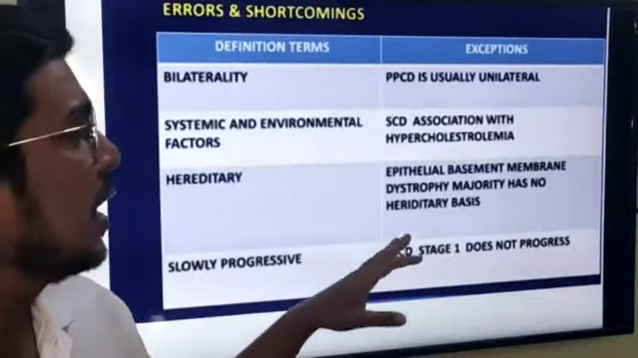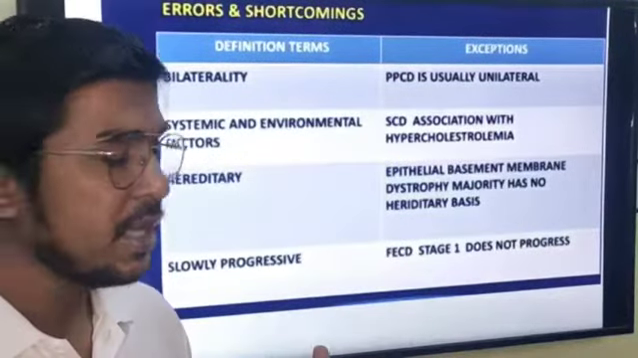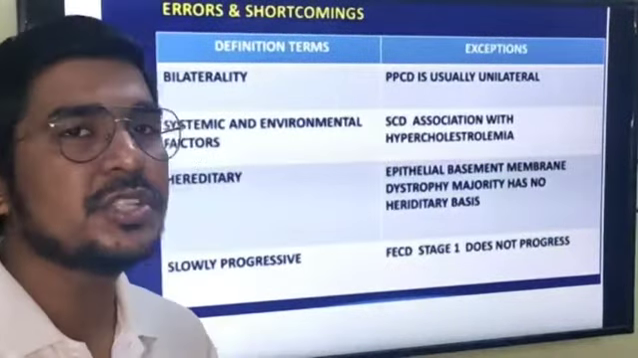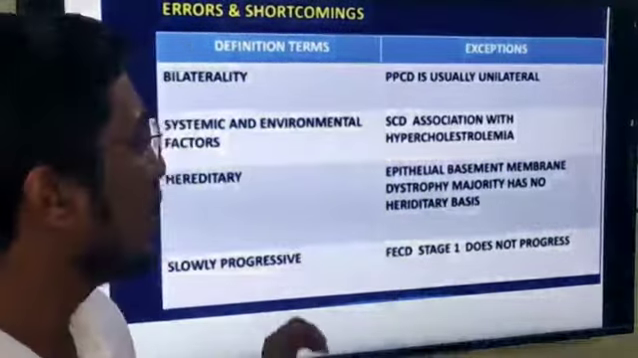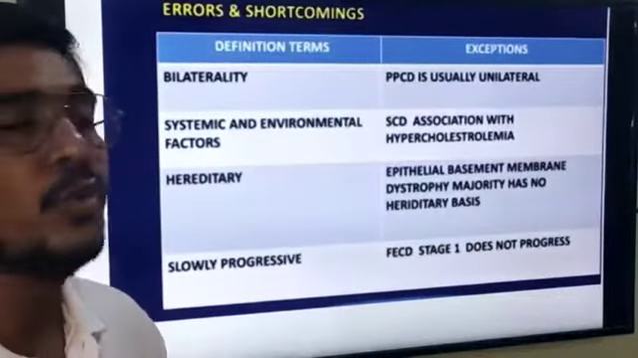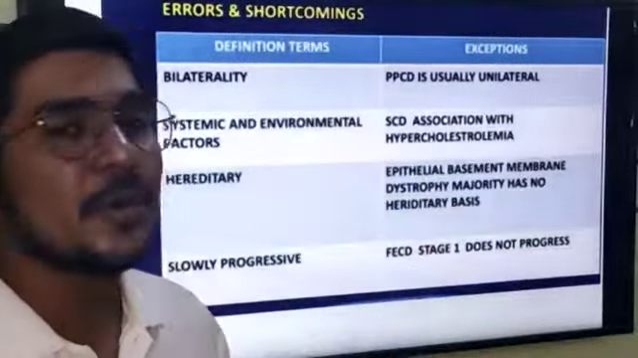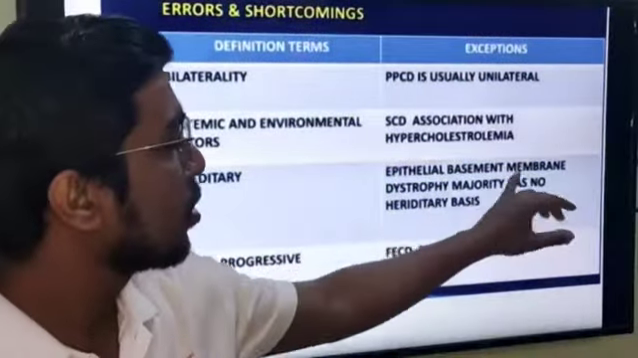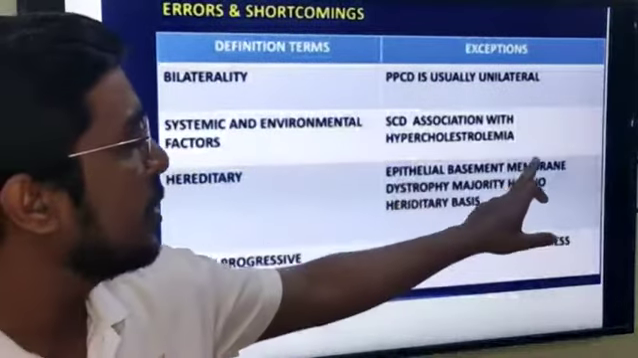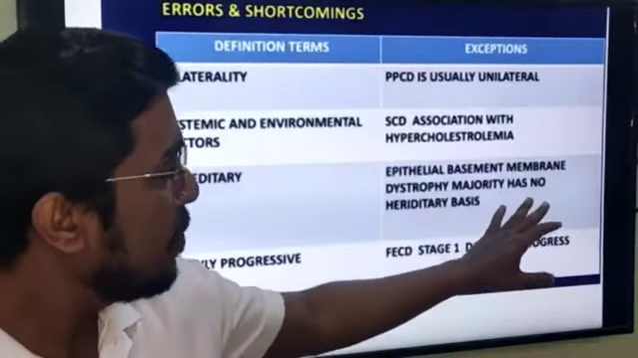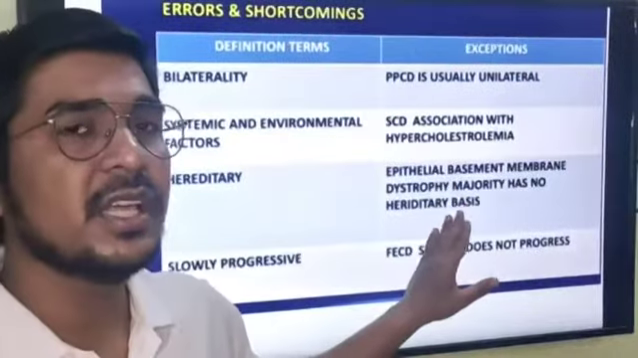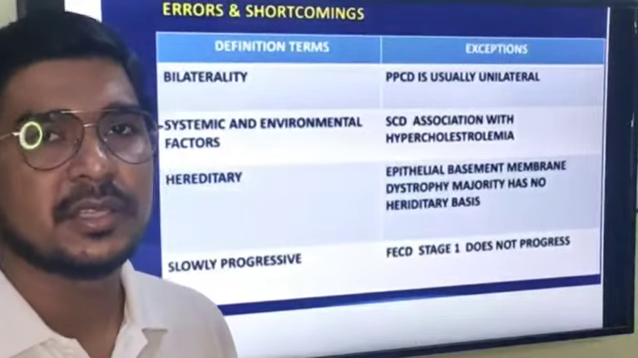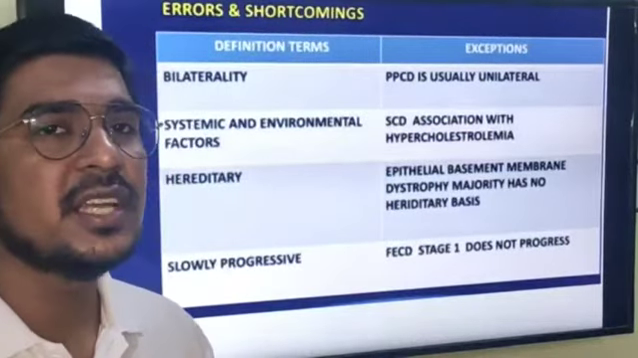Hereditary: obviously the dystrophy should have a hereditary basis, passing from generation to generation, right? But EBMD, epithelial basement membrane dystrophy, is the most common corneal dystrophy, and it is a type of epithelial dystrophy. In the majority of cases, it does not have a hereditary basis. But usually corneal dystrophy is hereditary.